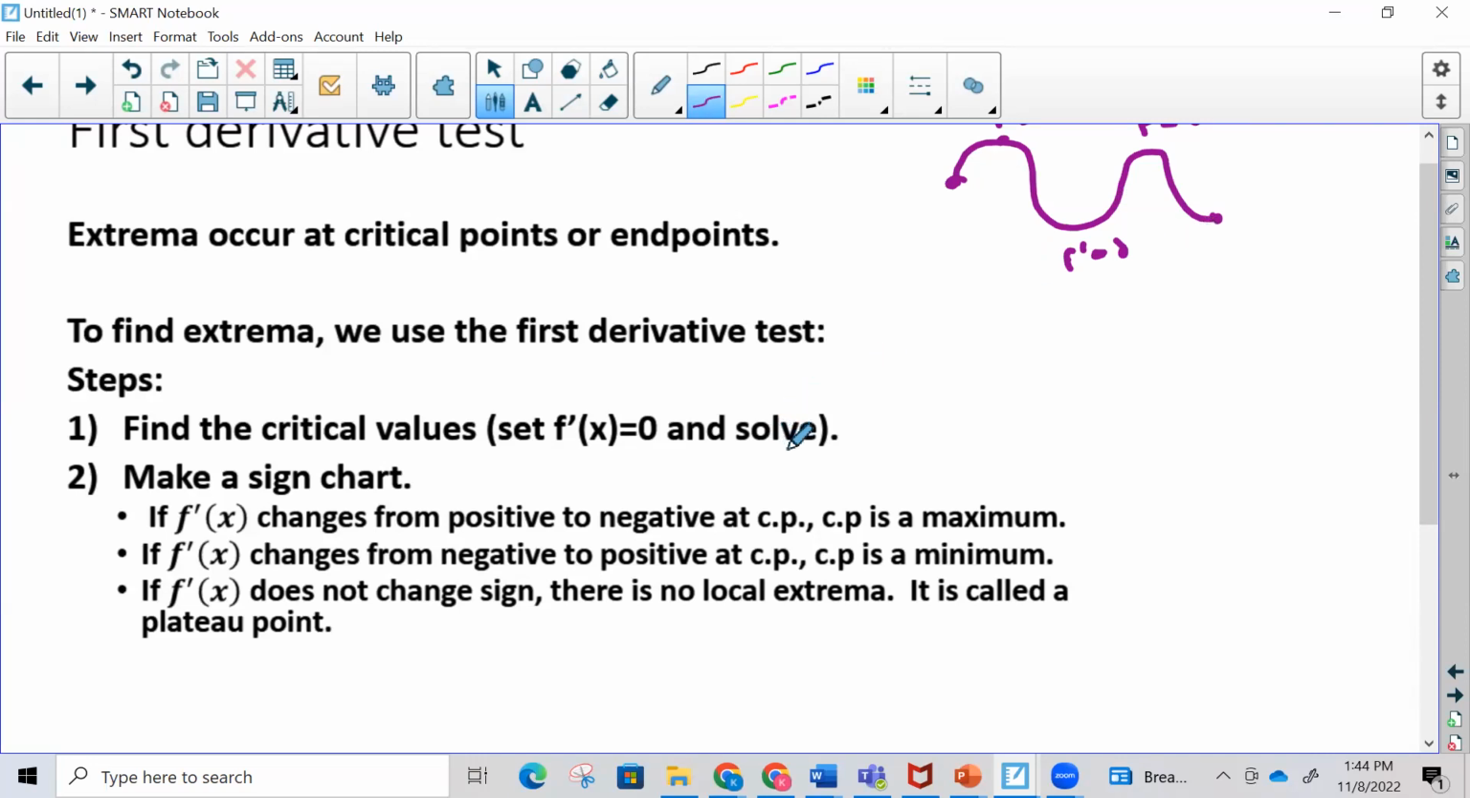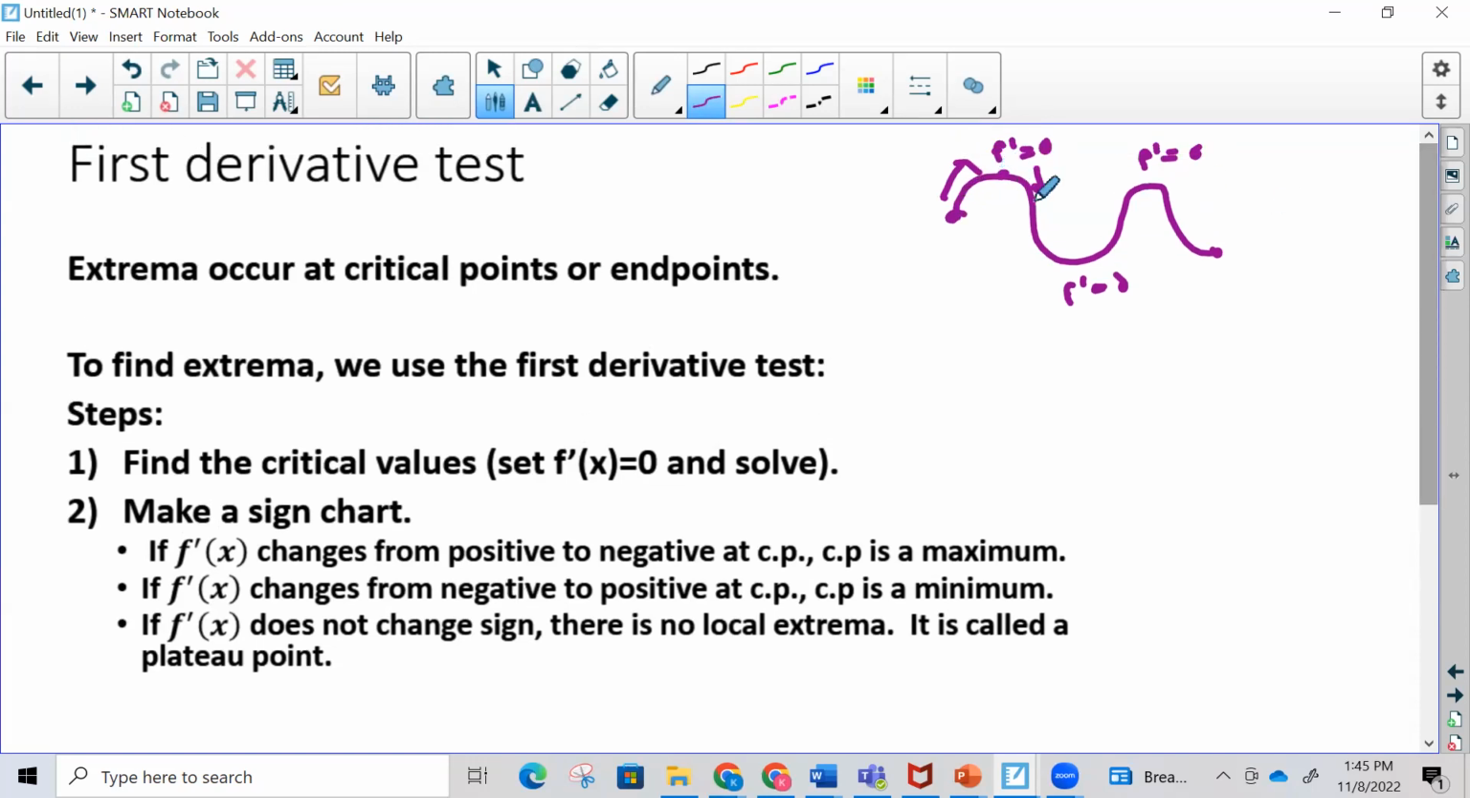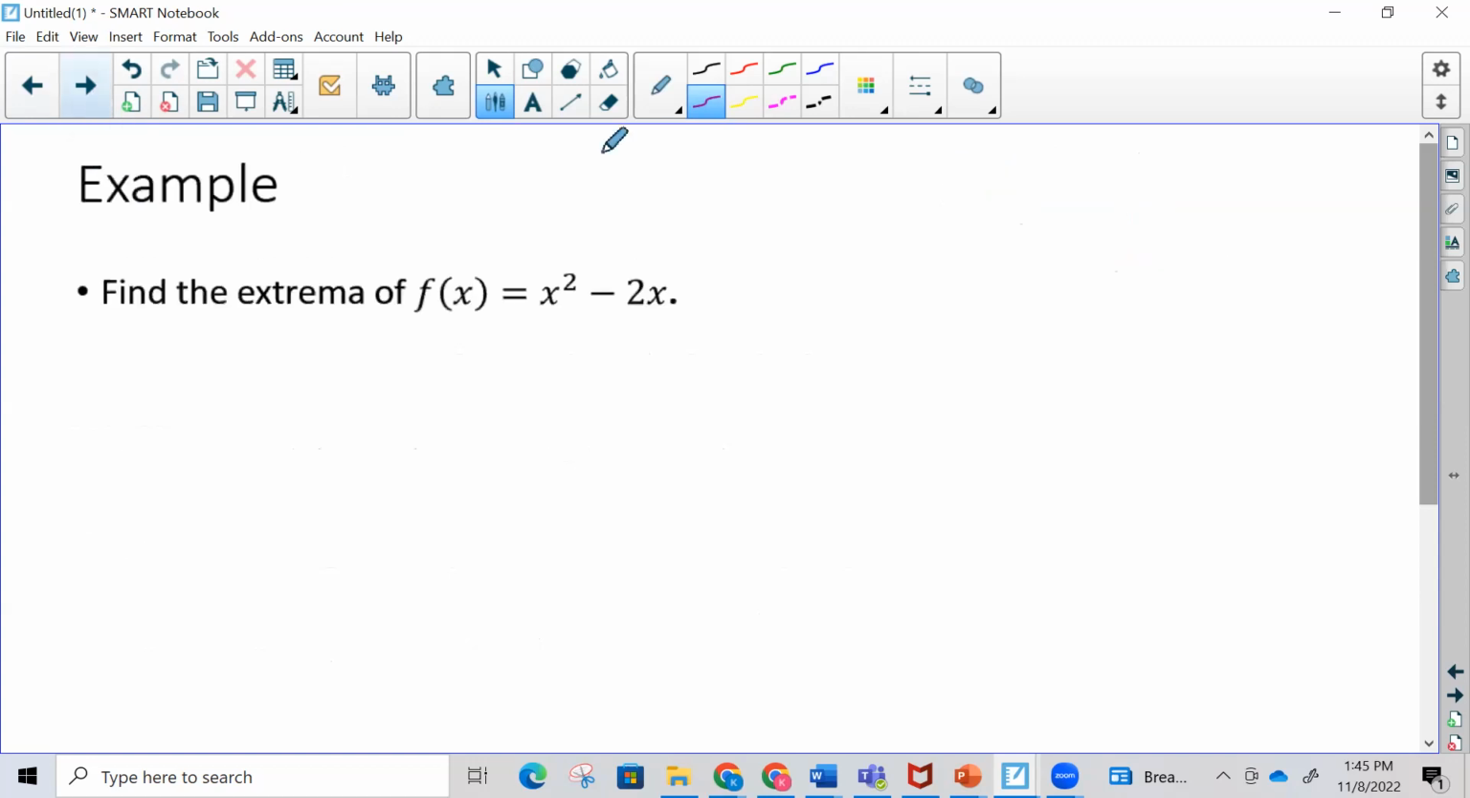Once we know where they're possibly located, we make a sign chart. If we find that our derivative changes from positive to negative, then our critical point is a max, because that means my function changes from increasing to decreasing. If the derivative, or the slope, changes from negative to positive, it means my function was decreasing and then increasing, so our critical point is a min. But if the derivative doesn't change sign, then there's no local extrema. It's going to be a plateau point. So let's look at an example.